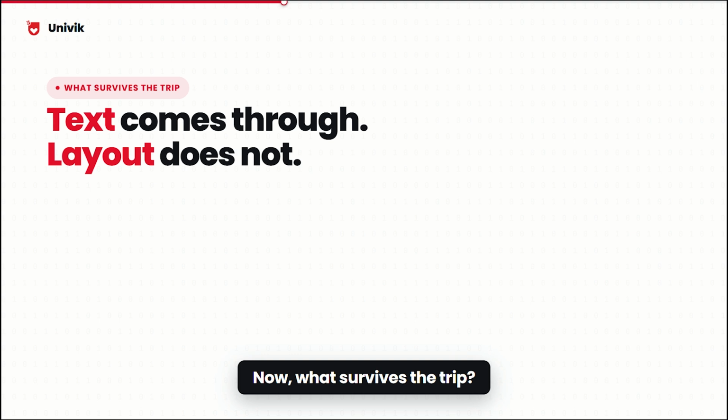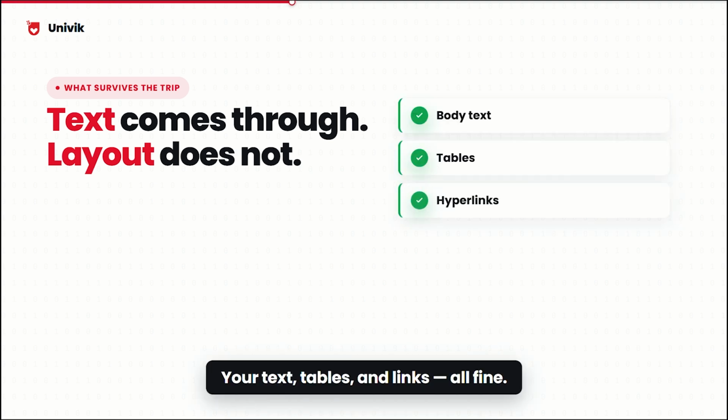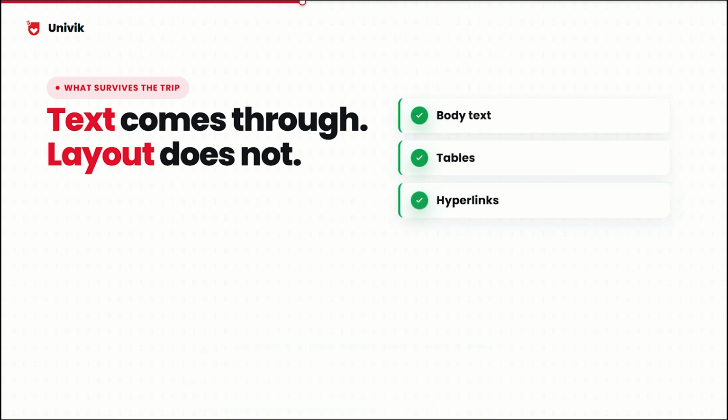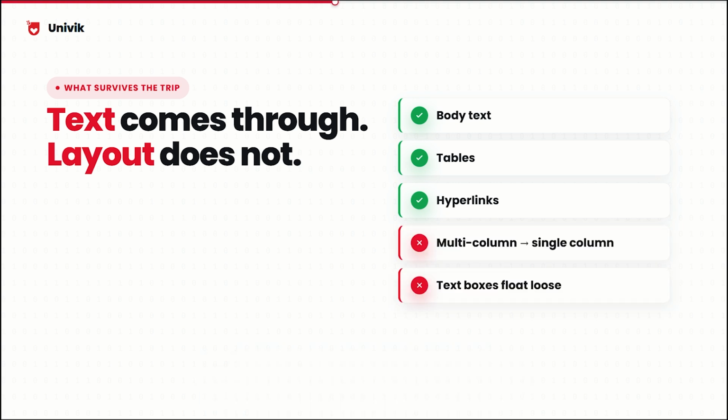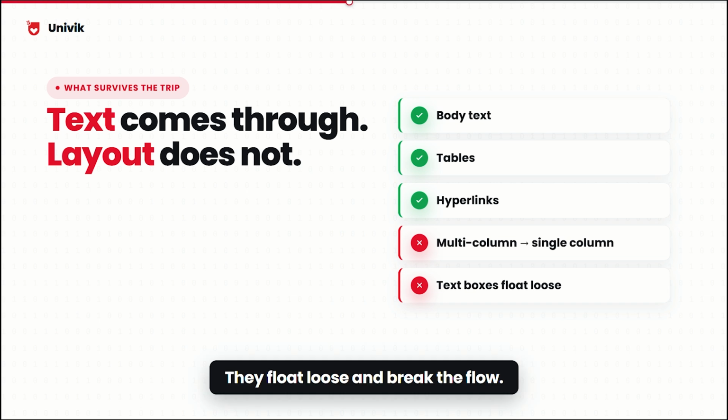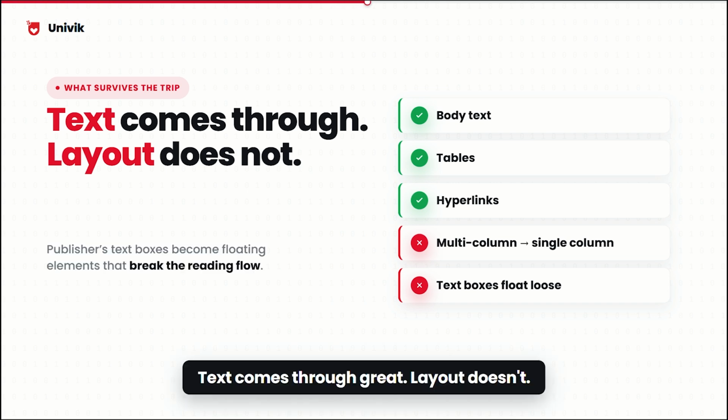Now, what survives the trip? Your text, tables, and links, all fine. Columns flatten to a single column. And publishers' text boxes. They float loose and break the flow. Text comes through great, layout doesn't.